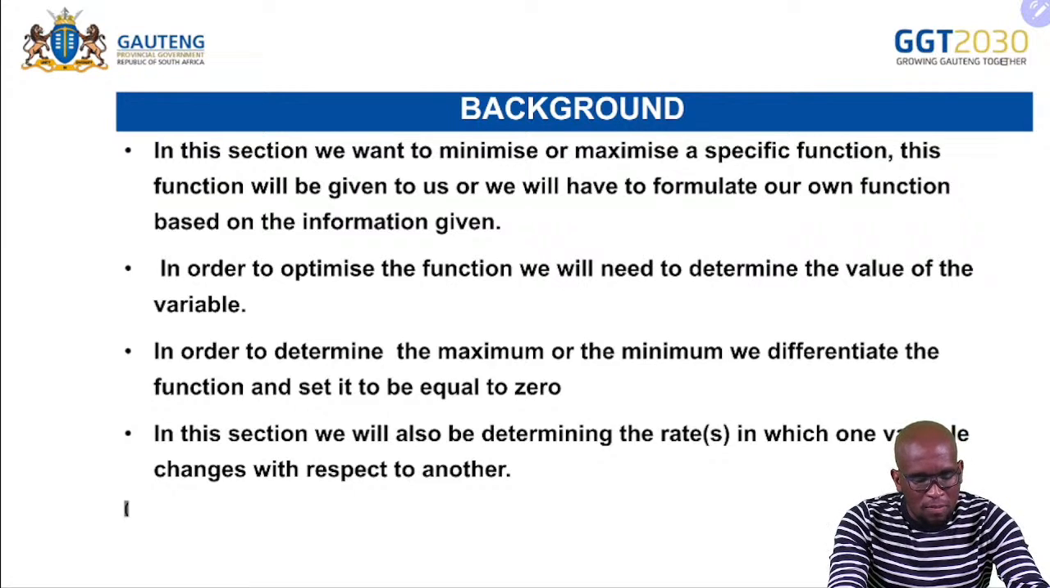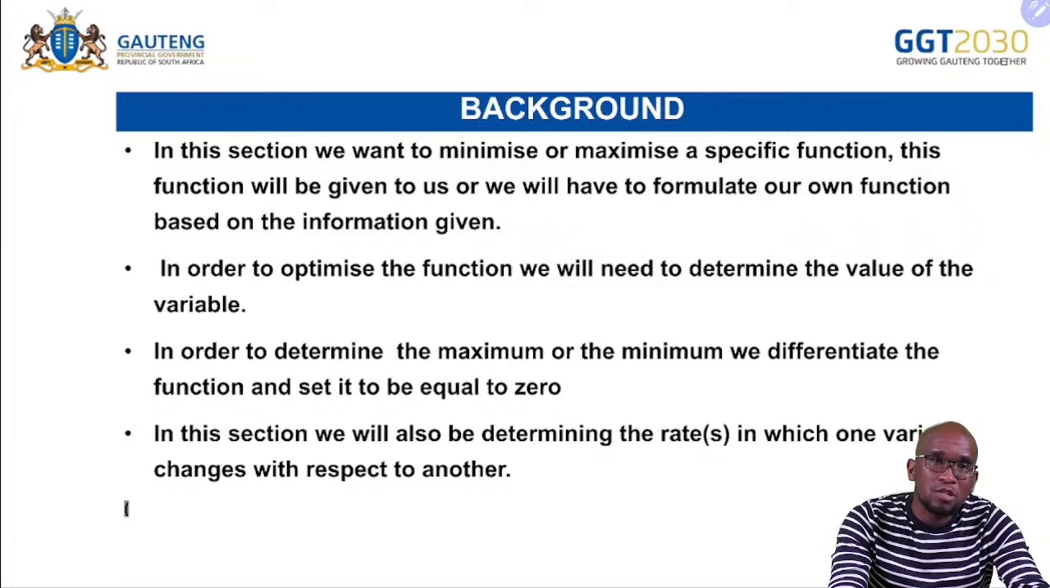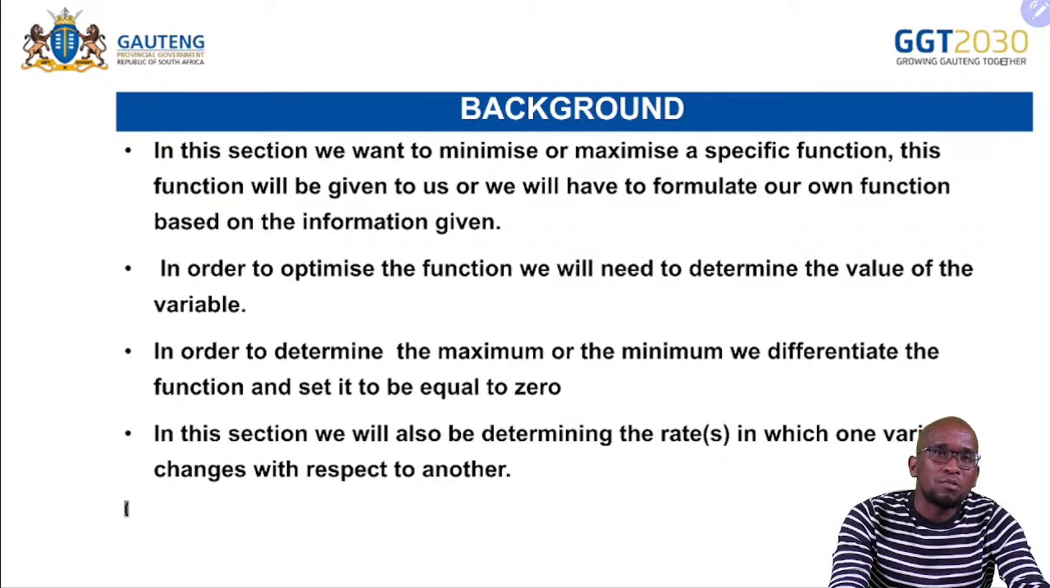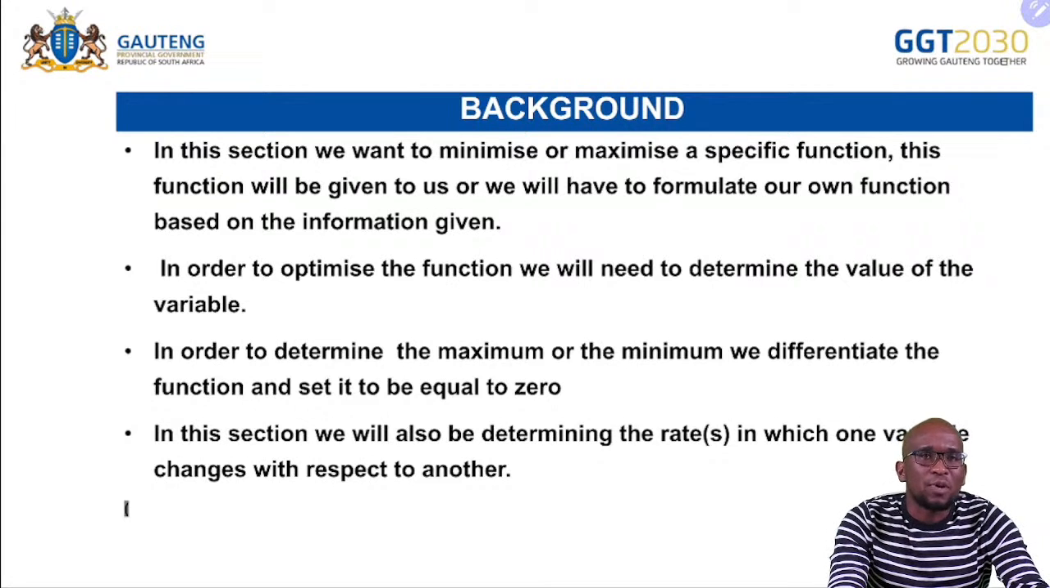In order to determine the minimum or maximum values, we differentiate the function and set it to be equal to 0. Just like you were doing when you were finding the turning point of a third-degree function or the cubic function. In this section, we will also be determining the rate at which one variable changes with respect to another.